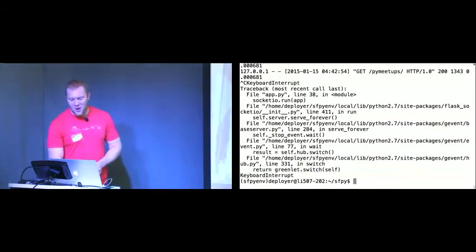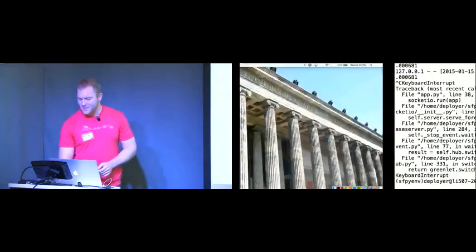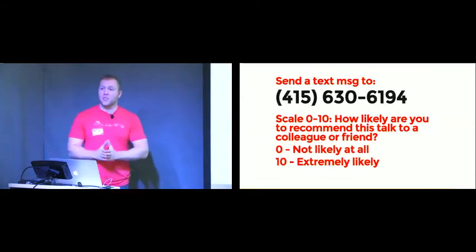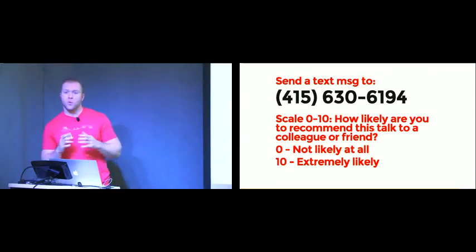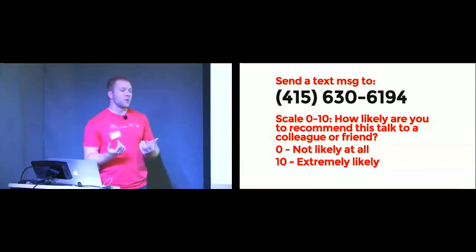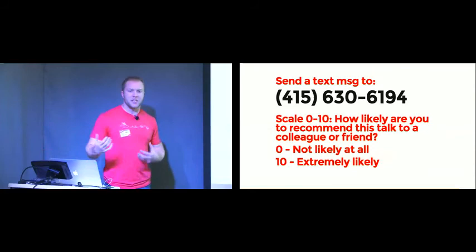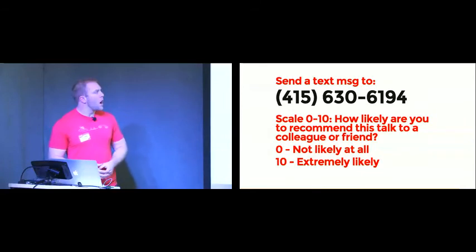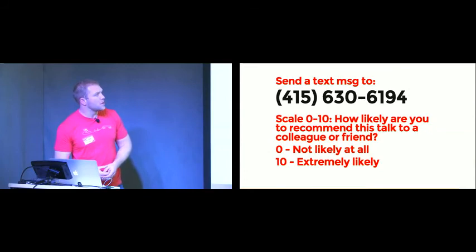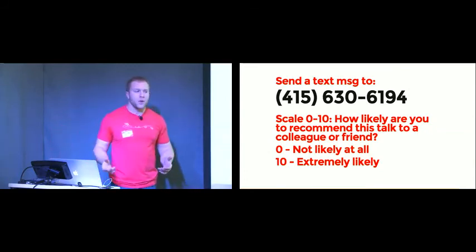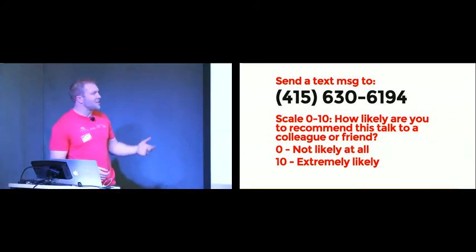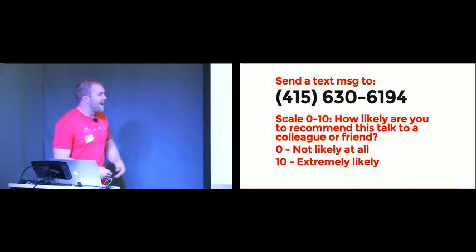We'll just switch back over real quick to the presentation. And what I need is just one thing. This is the first time I've given this talk. If everyone could just get out their phones, what I do is I collect a number between 0 and 10, and it allows me to gauge, based on other talks that I give, how much I need to improve to get this to a level that I'm hoping for. So if you send a text message to 415-630-6194 with just a number, on a scale of 1 to 10, how likely you'd be to recommend this talk to a colleague or a friend. 0, not likely at all.